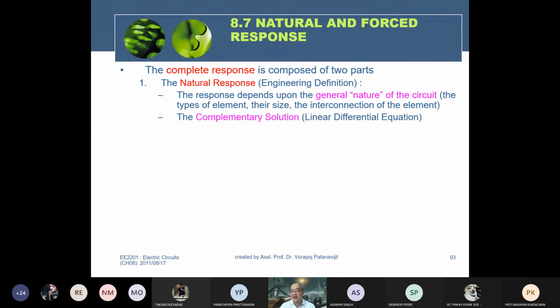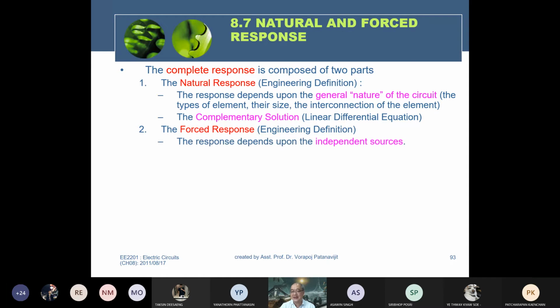Sometimes this part we call the natural response is the complementary solution. The next one is the forced response, which is frequently referred to from the engineering point of view. The forced response means the response that depends on the independent source.